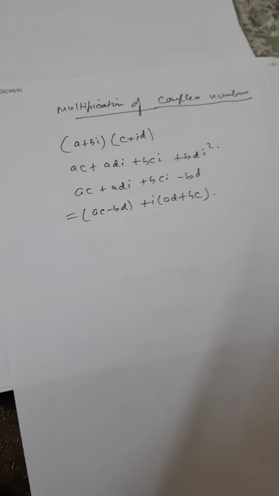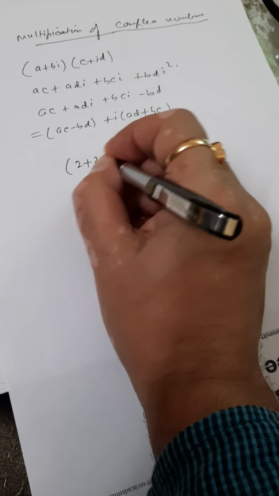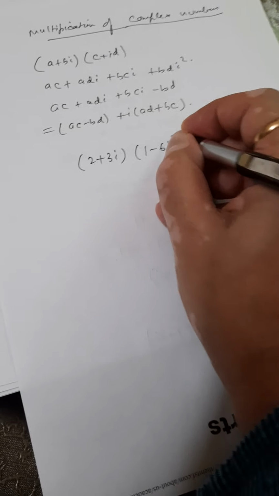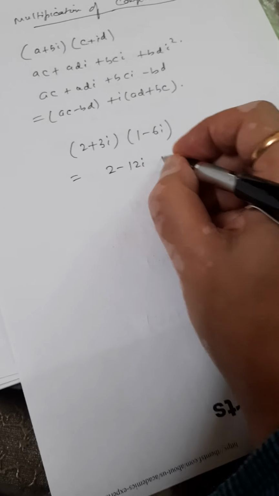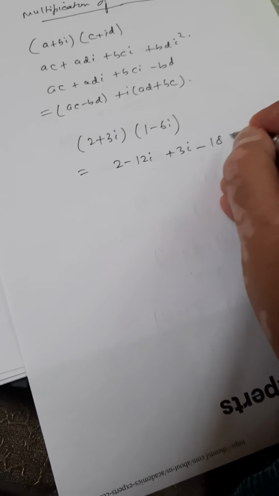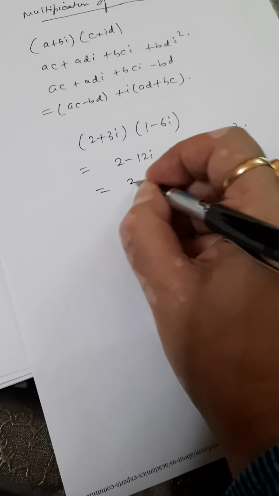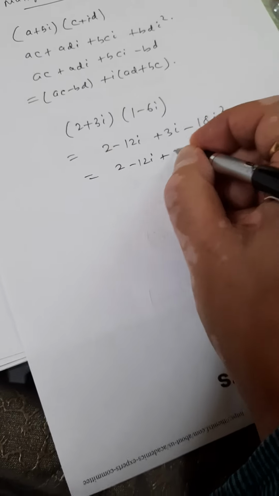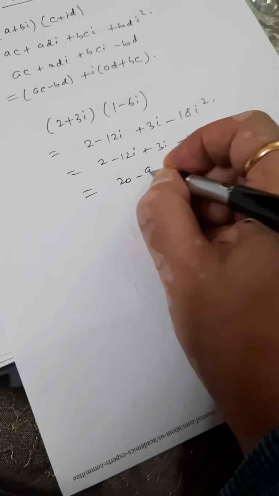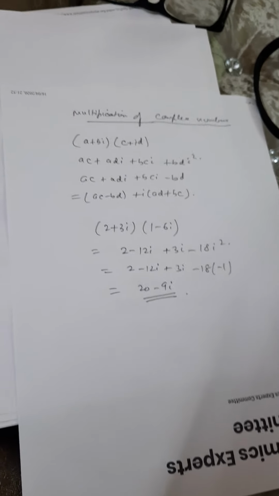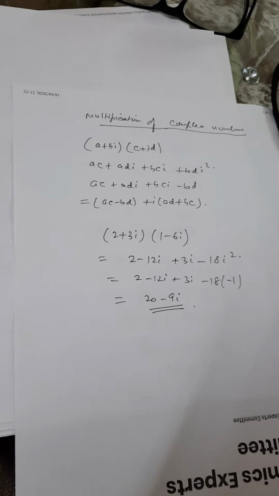Likewise, you can multiply two complex numbers. Suppose you want to multiply 2 plus 3 iota and 1 minus 6 iota. So this is 2 minus 12 iota plus 3 iota minus 18 iota square. So this is 2 minus 12 iota plus 3 iota minus 18 into minus 1. This is 20 minus 9 iota. So the product of these two complex numbers is 20 minus 9 iota.